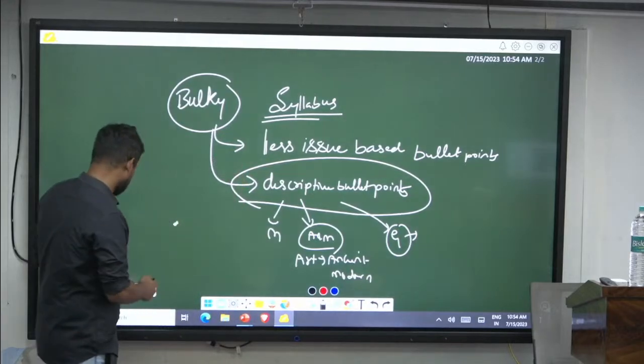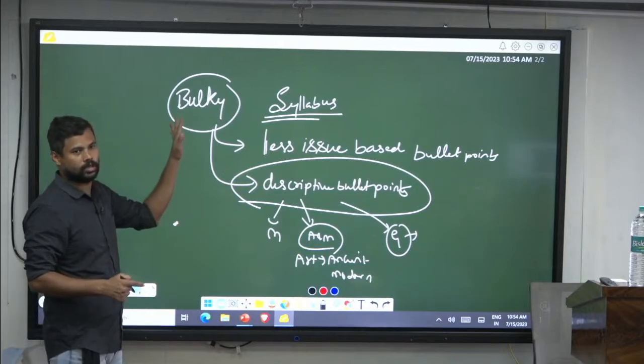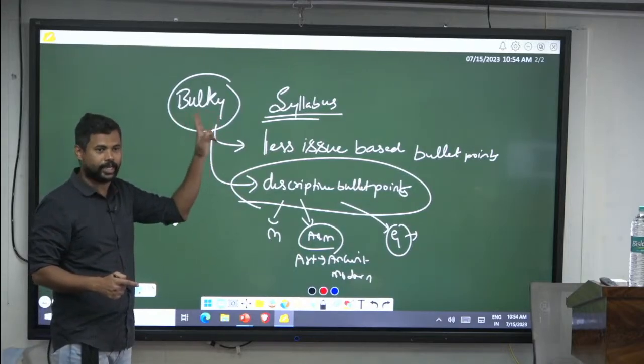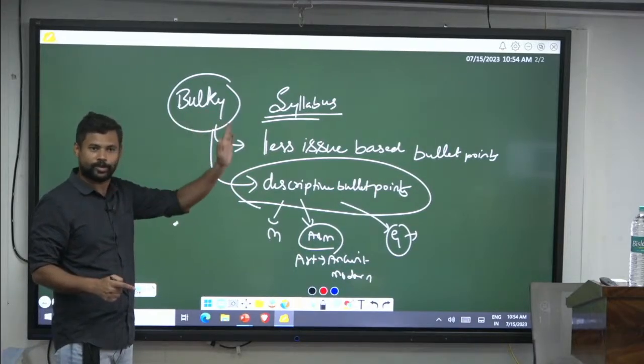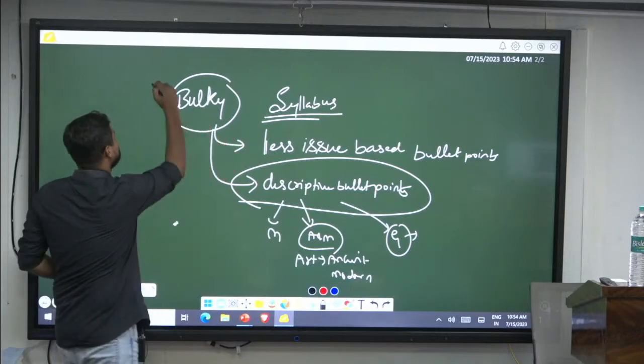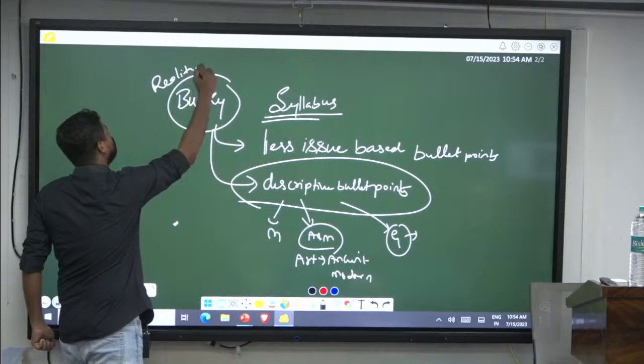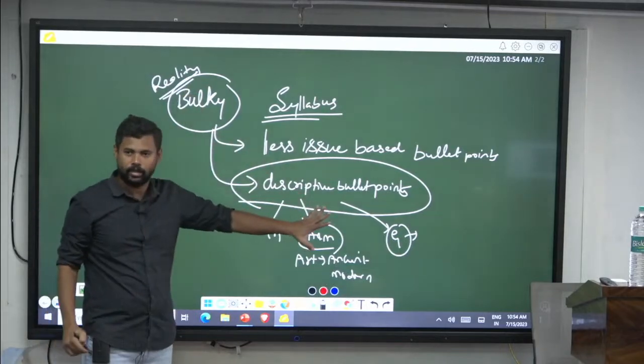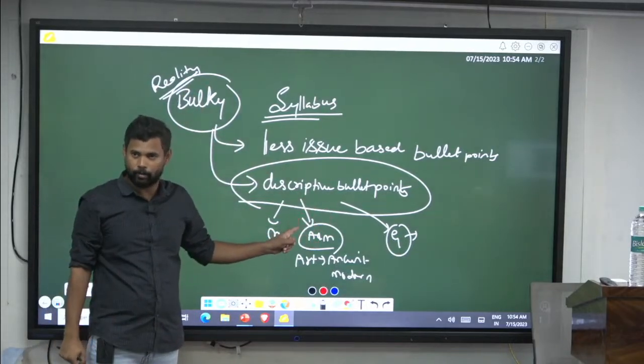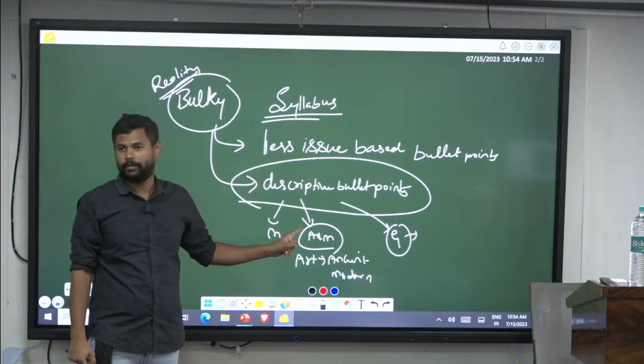The third thing. The first was the perception that it is easy. The second was that the syllabus is bulky. This is no perception. This is reality. There is no perception here because it is bulky. Why is it bulky? Because of two reasons: the descriptive bullet points and the syllabus points being vague.